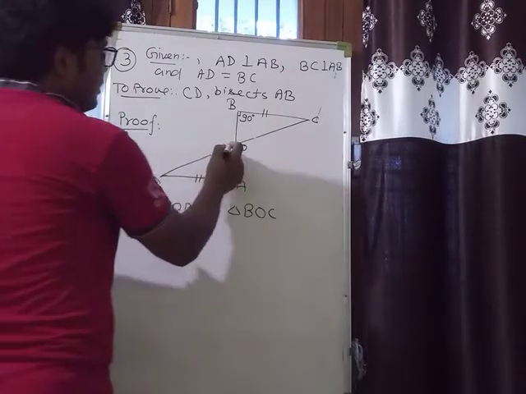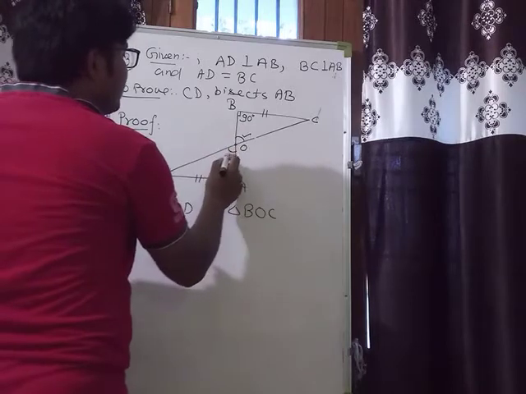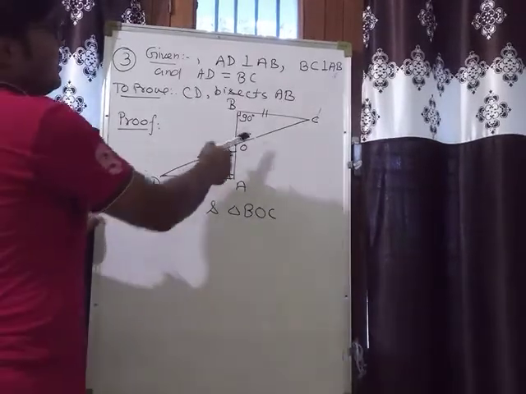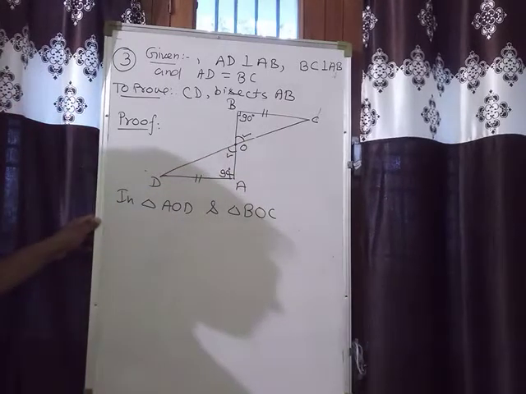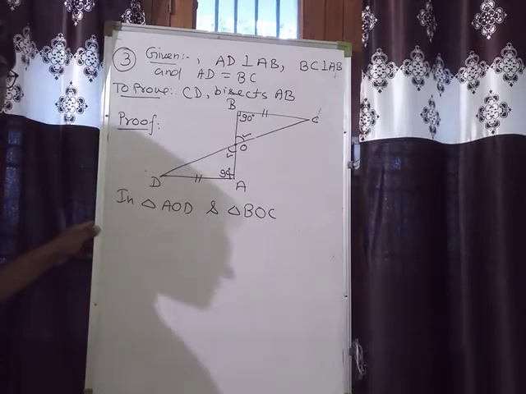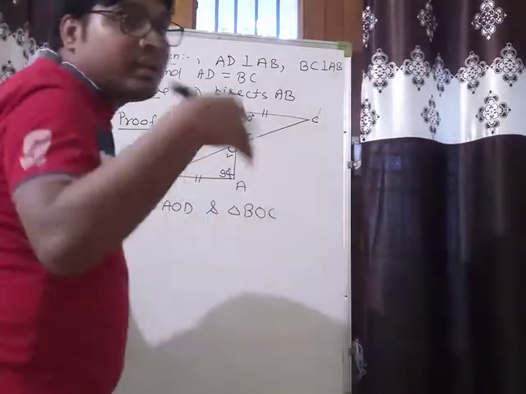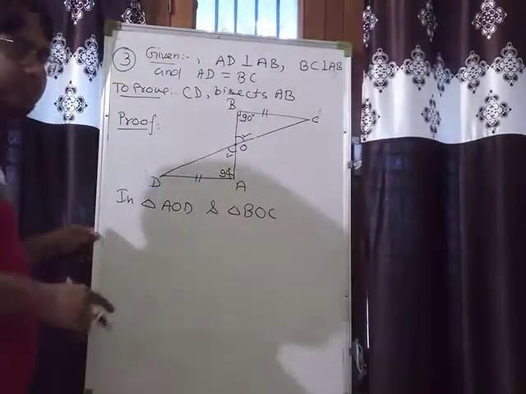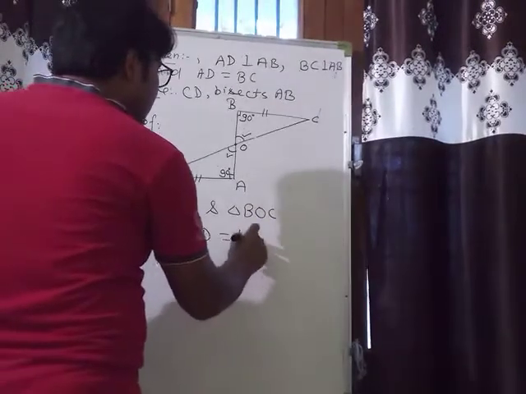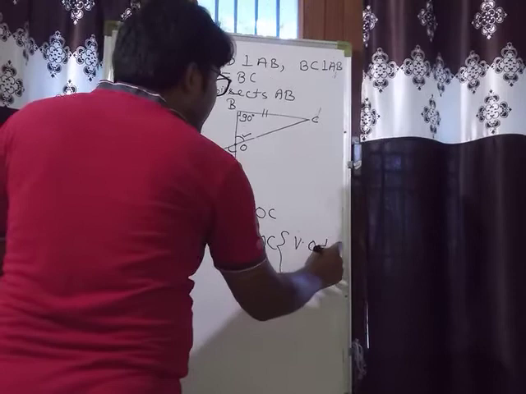tell me, these two angles, are they equal or not? They are equal. Why? Because they form vertically opposite angles. A pair of vertically opposite angles are equal. We know that when two straight lines intersect each other, opposite angles are vertically opposite angles and they are equal. We had already proved this. So angle AOD equal to angle BOC because they form vertically opposite angles.